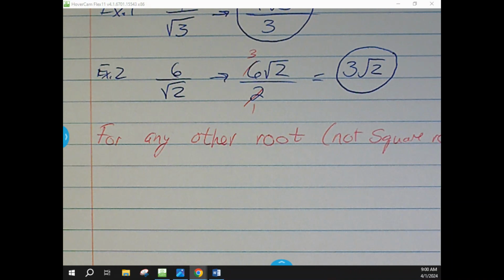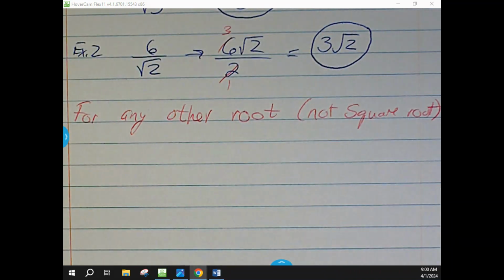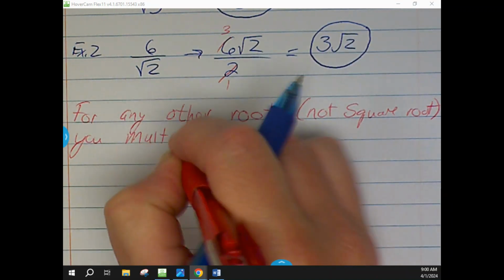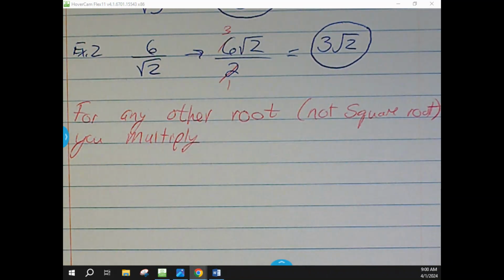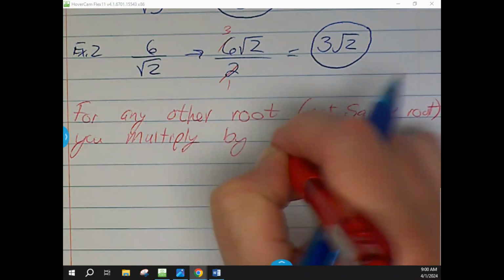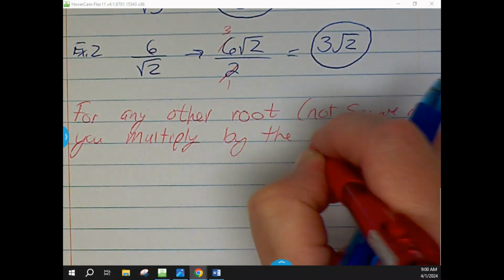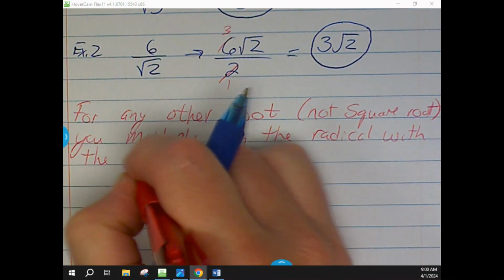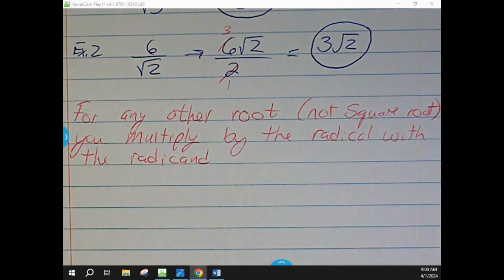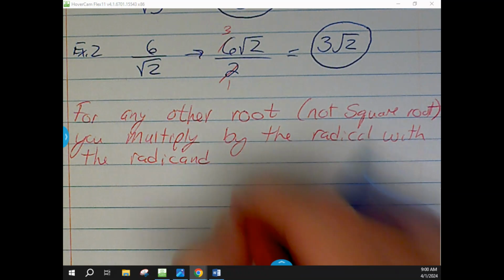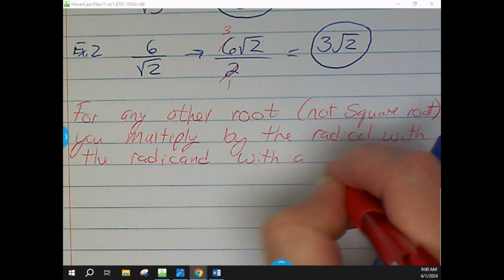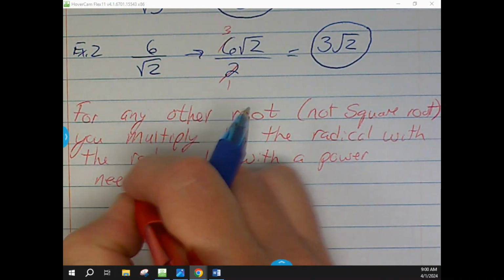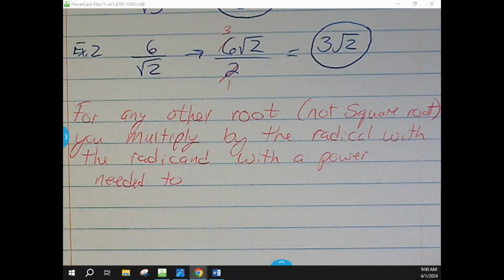for any other root that's not a square root, you've got a different set of things you have to do. Basically, you have to multiply by the radical with the radicand with a power needed to be the same as the index.